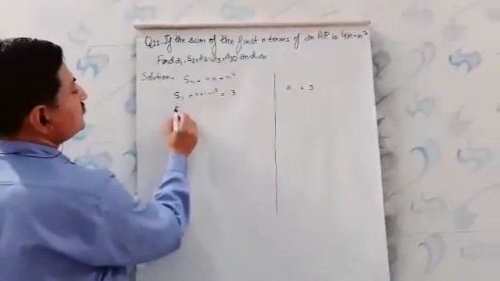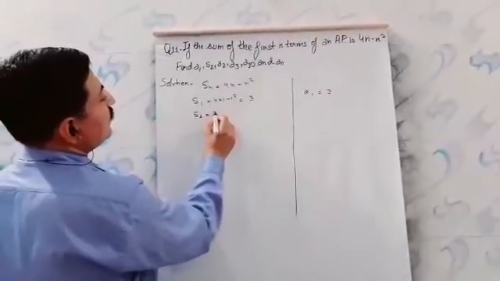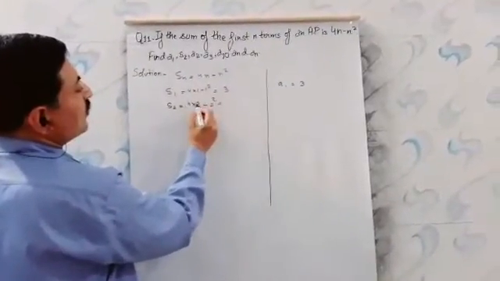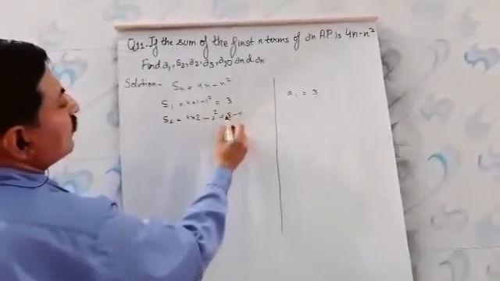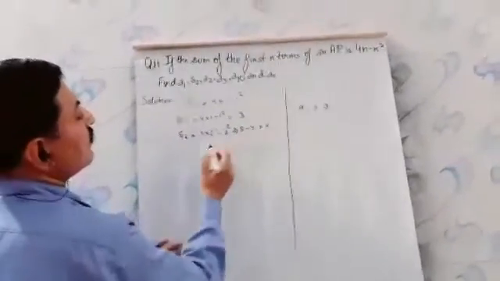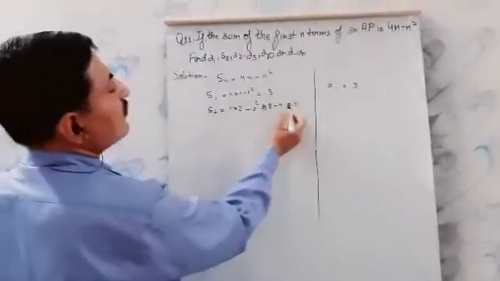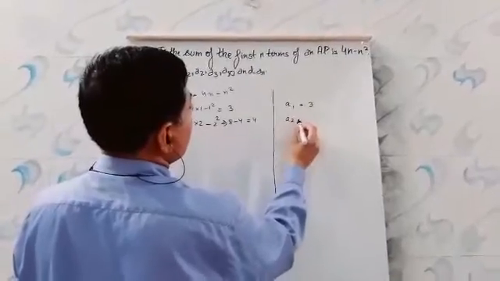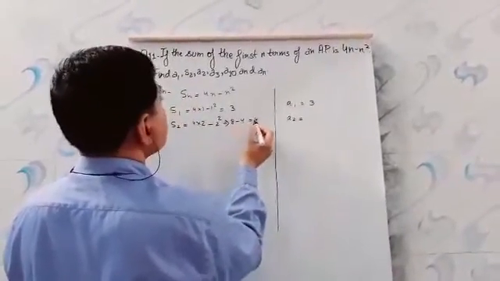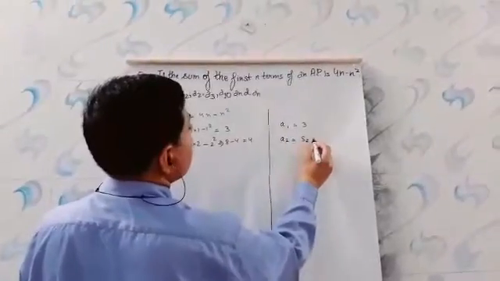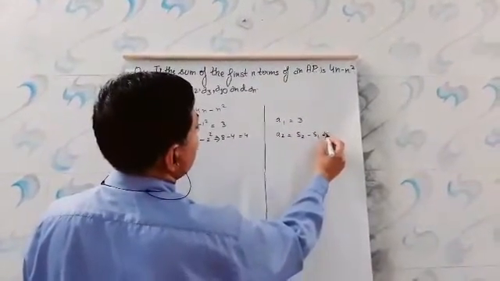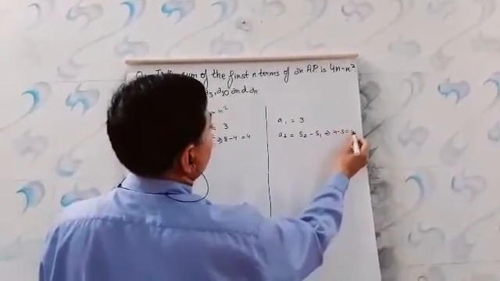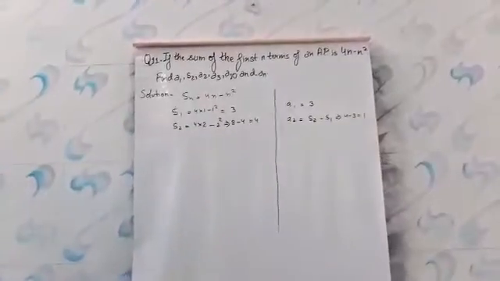Now S2 will be 4 into 2 minus 2 square. So 4 into 2 is 8, 8 minus 4 is 4. S2 equals 4. Therefore A2, because the sum of the two terms is 4, A2 will be S2 minus S1. 4 minus 3 equals 1. So this way we have got the second term also.